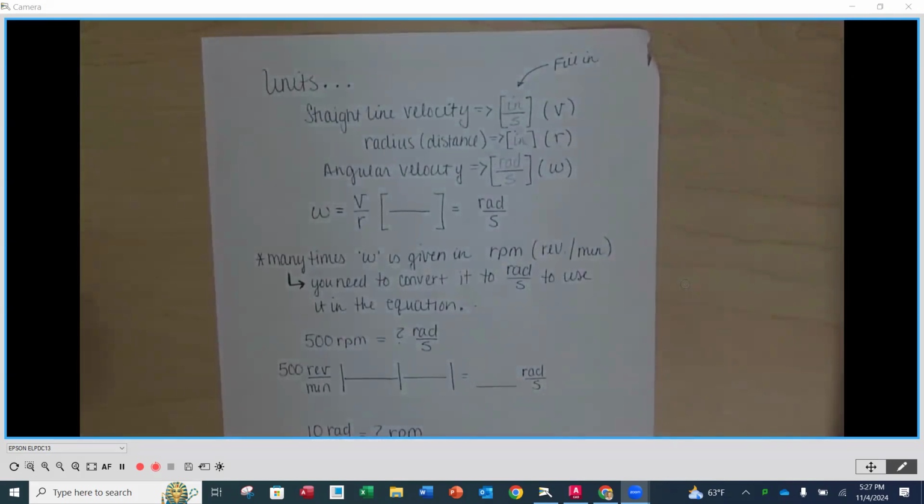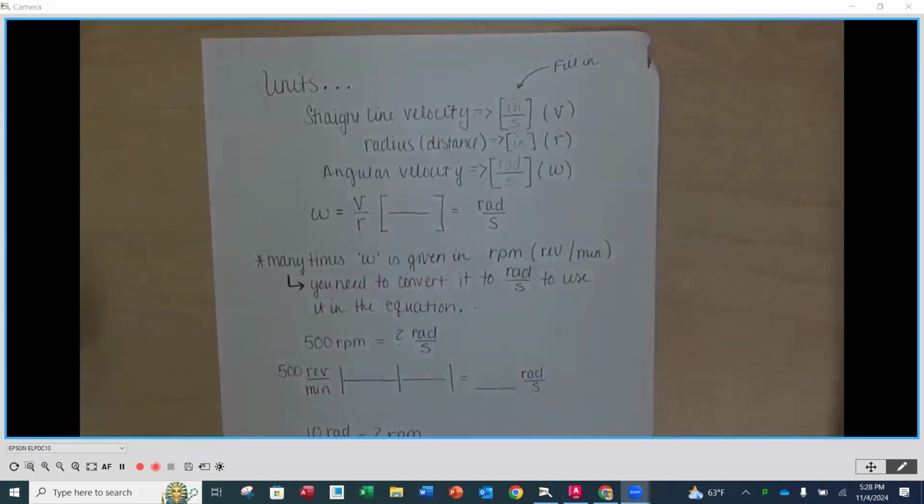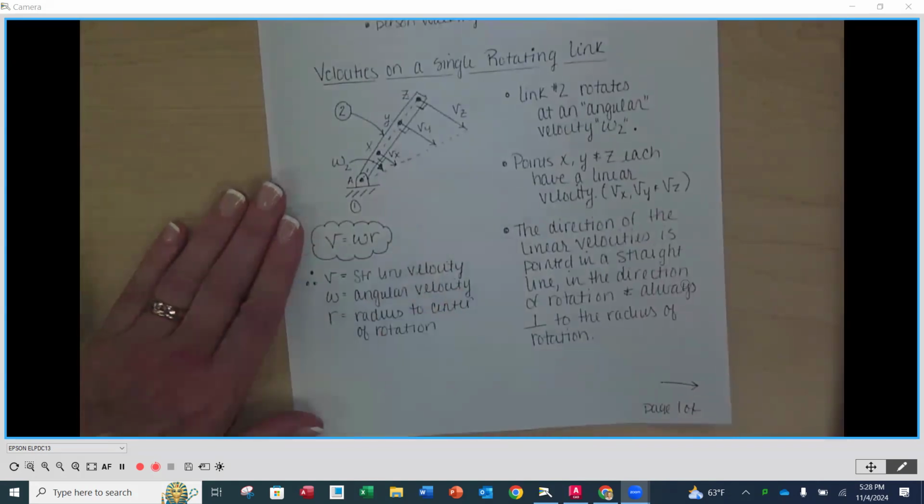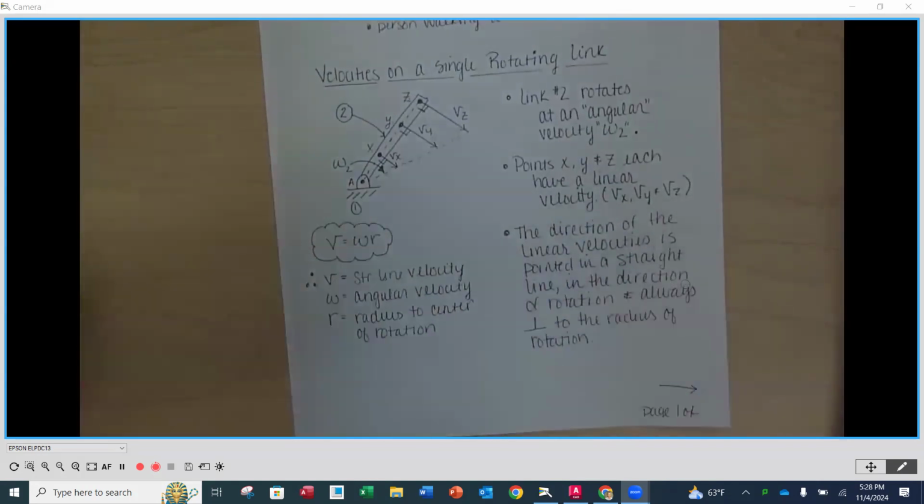V is equal to W times R. W always has to be in radians per second. You probably have experienced that from physics, right? Yeah. Good, good. So when we look over here, here's the equation. This is the rearranged V is equal to W times R. So this is our base equation, the one that's most often referred to.